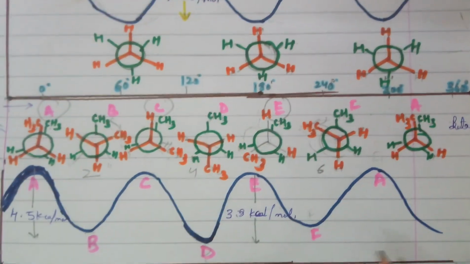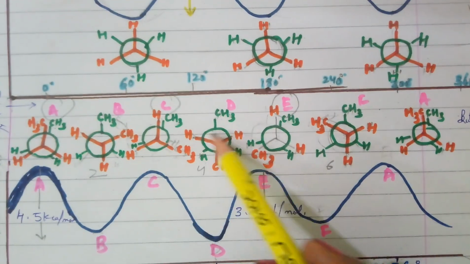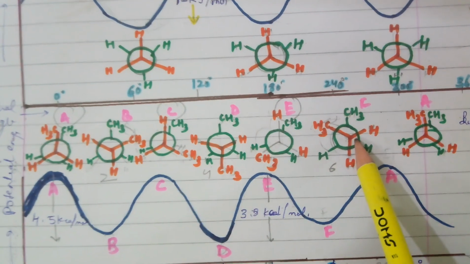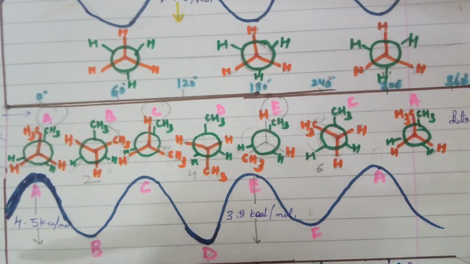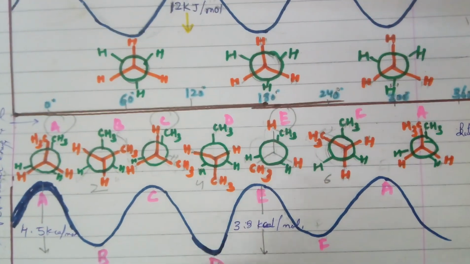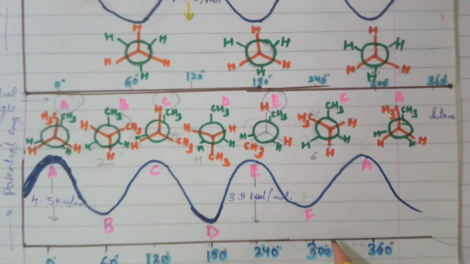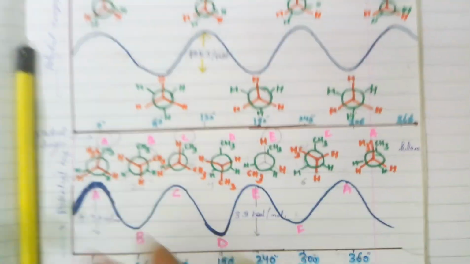Again we change by 60 degrees, again we go to A. So from 60 to 360 degrees, these are the possibilities in case of butane, and this is the stability curve. We have plotted potential energy versus the dihedral angle. We can show you with the help of a model as well.